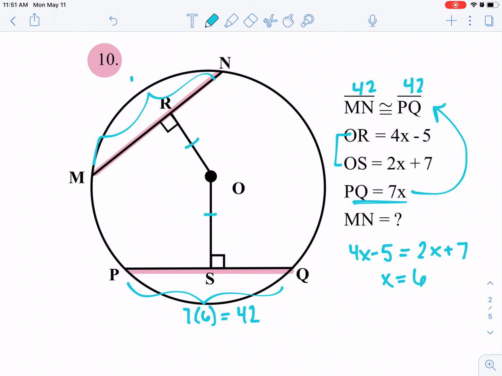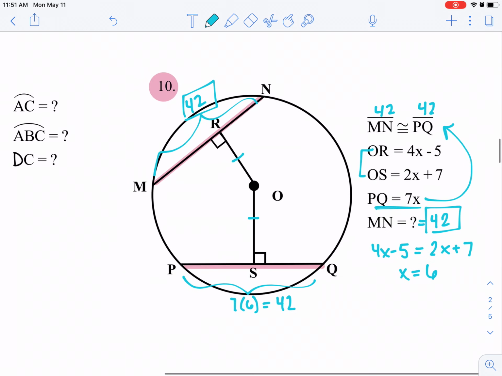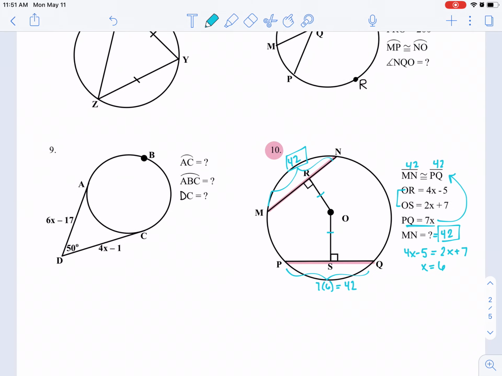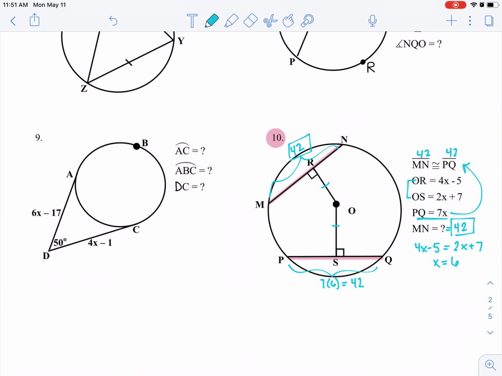This segment has to be 42 as well because they are congruent. So that means MN is 42 units long. Okay, so again, another theorem that we used here: if 2 chords are equidistant from the center, then they're congruent, and if 2 chords are congruent, then they're equidistant from the center. So the same theorem, just 2 different directions.